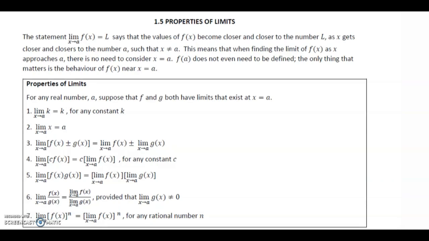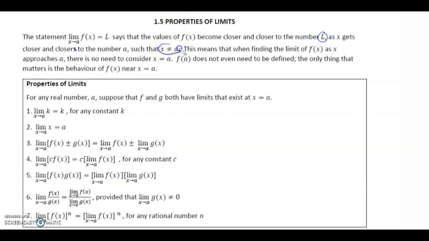Okay, 1.5 properties of limits. So the statement, the limit of f at x as x approaches a equals L, says that the values of f at x become closer and closer to the number L as x gets closer and closer to the number a, such that x does not equal a, right?